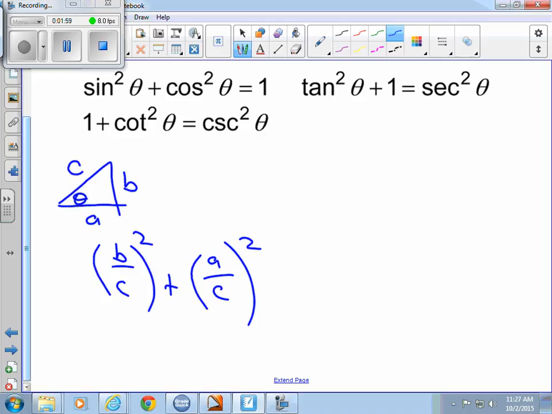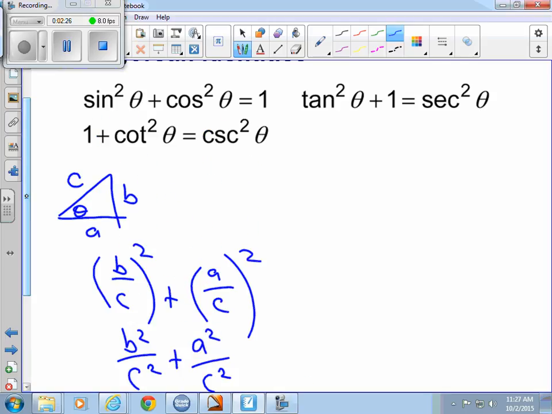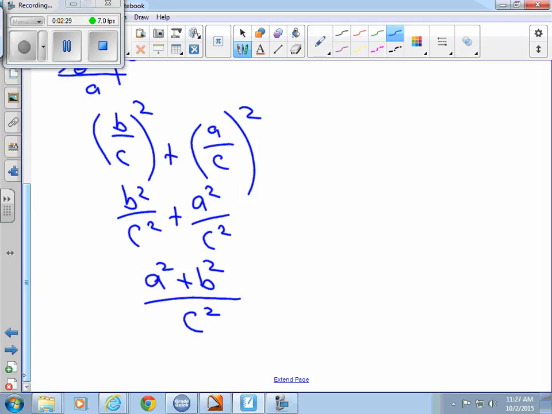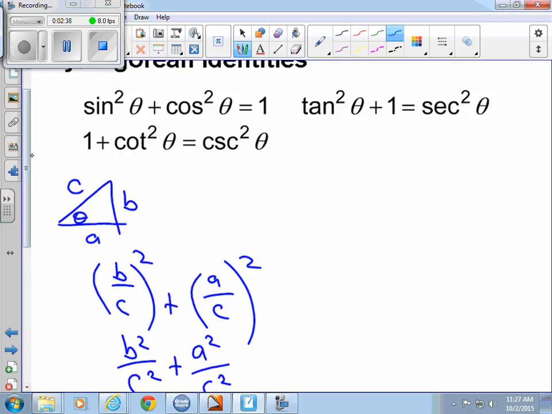No, this is a proof why this is true. You didn't believe me that it's true. I'm about to show you. This is B squared over C squared plus A squared over C squared. Correct? Those already have a common denominator, right? So can I add them? Yes. So I get A squared plus B squared. And in a right triangle, what is A squared plus B squared? And what's C squared divided by C squared? So, that is the proof that shows you that sine squared plus cosine squared of theta is 1.